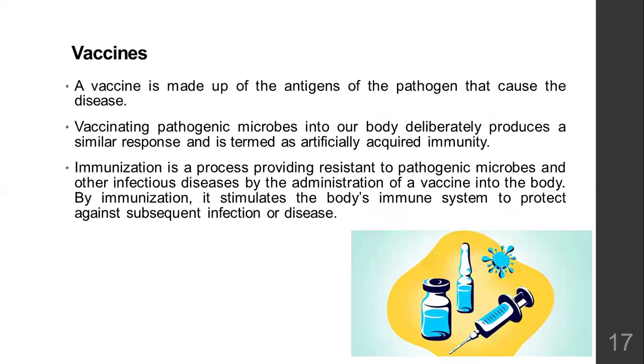So vaccines, what are vaccines? They are made up of antigens. Live attenuated bacteria and viruses are given in vaccination. Here, deliberately half-killed or completely killed viruses, attenuated viruses, are given so that the body can make its own antibodies.